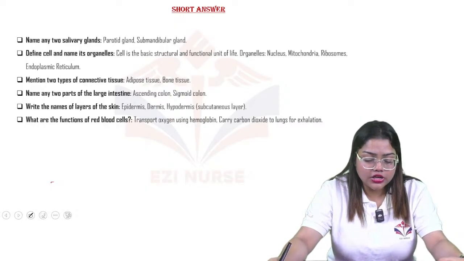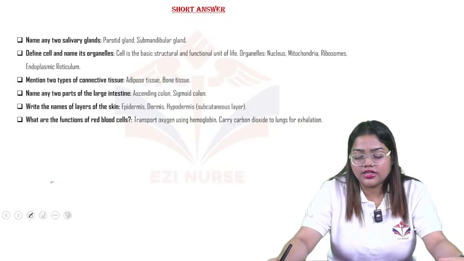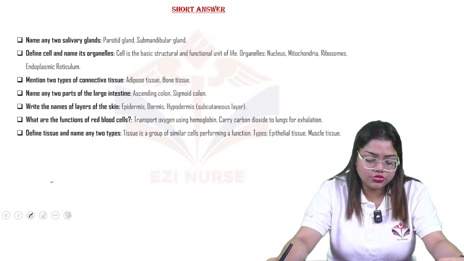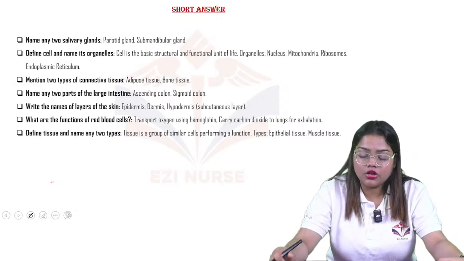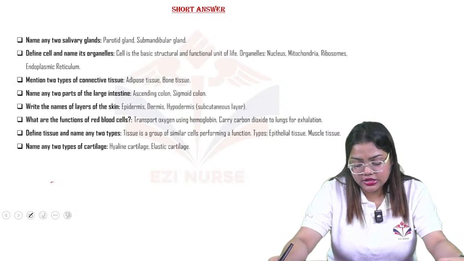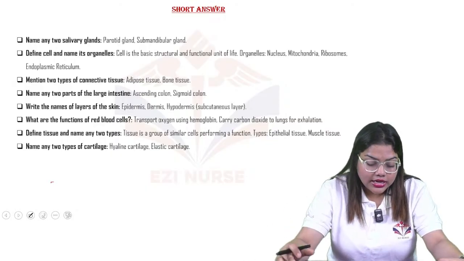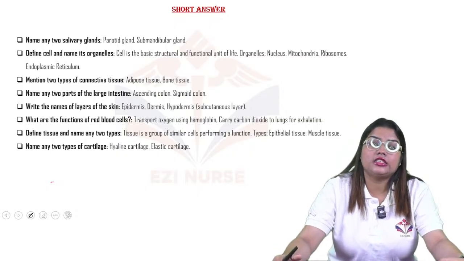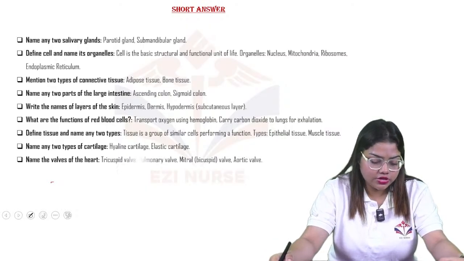What are the functions of the red blood cell? The main function is to transport oxygen using hemoglobin, and it can carry carbon dioxide to the lungs for exhalation. Define tissue and name two types. Tissues are groups of similar cells performing a particular function. Examples are epithelial tissue and muscle tissue. Name two types of cartilage: hyaline cartilage and elastic cartilage. Elastic cartilage can be stretched, okay, but hyaline cartilage cannot be stretched, okay.